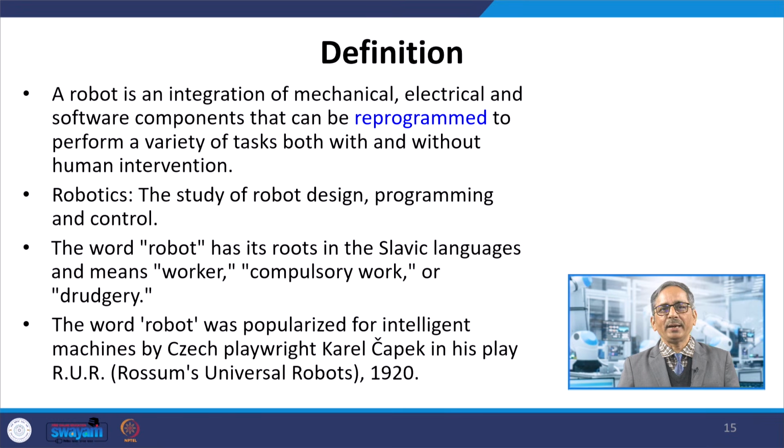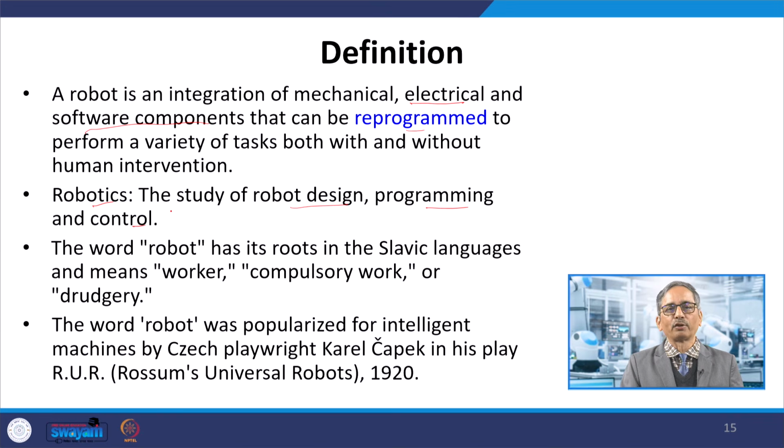A robot is an integration of the mechanical part, which constitutes the robot's body, then the electrical part, where we have the actuation and sensing, and the software components, which essentially try to control the robots. These software components can be reprogrammed to perform a variety of tasks, with human intervention or without human intervention. The topic of robotics as such is the study of robot design, robot programming, and control.